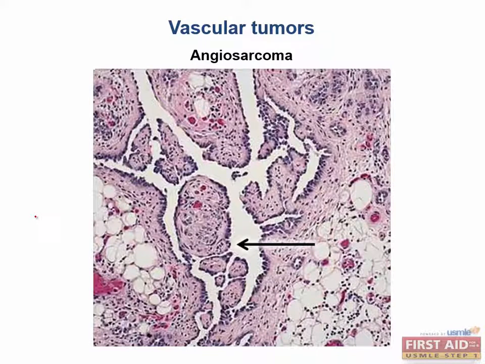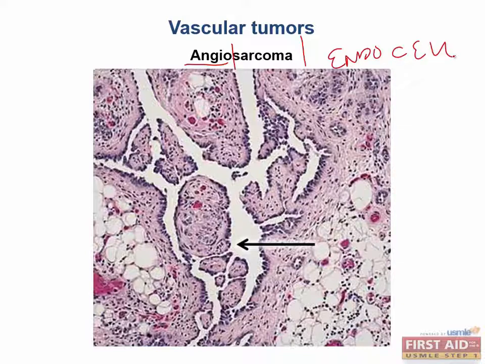Now we move on to vascular tumors. So angio indicates that we're dealing with a vessel, and sarcoma indicates that we're dealing with the malignant type of tumor that's derived from mesenchymal tissue. So these are malignant endothelial cell neoplasms.